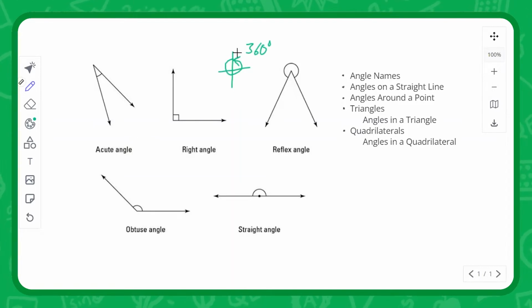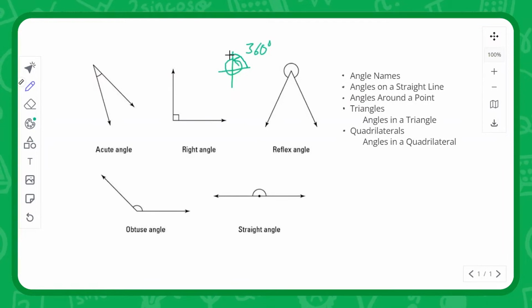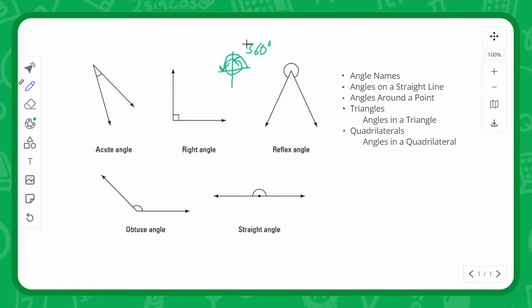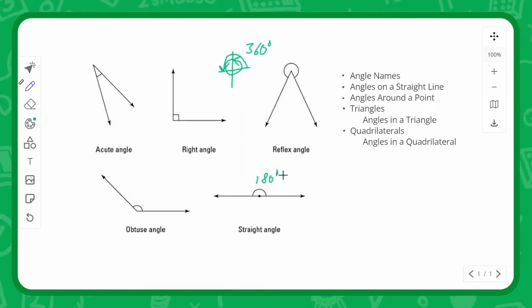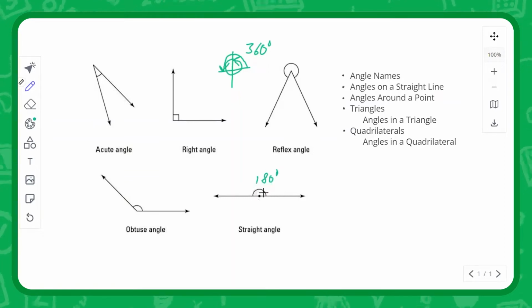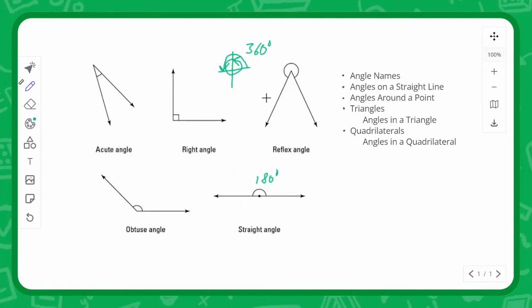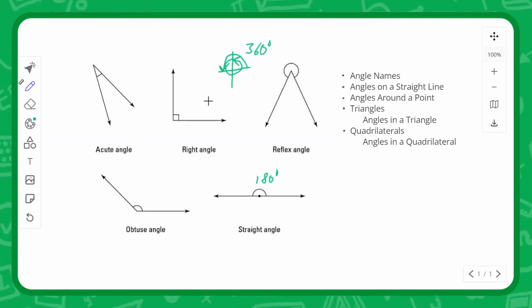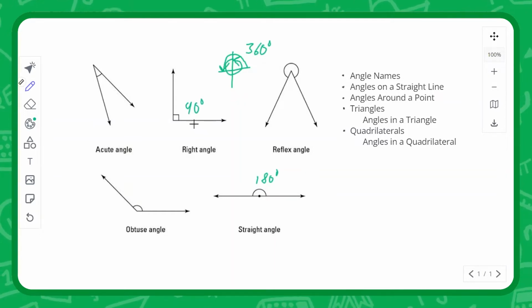So what happens if we half that? Rather than go angles all the way around a point, if we do angles just halfway along, angles on a straight line, well, we get 180 degrees, half of 360. Half of all the way around, 180 degrees for the angles on a straight line. Half of that would be 90 degrees, and that's the angles in a right angle.